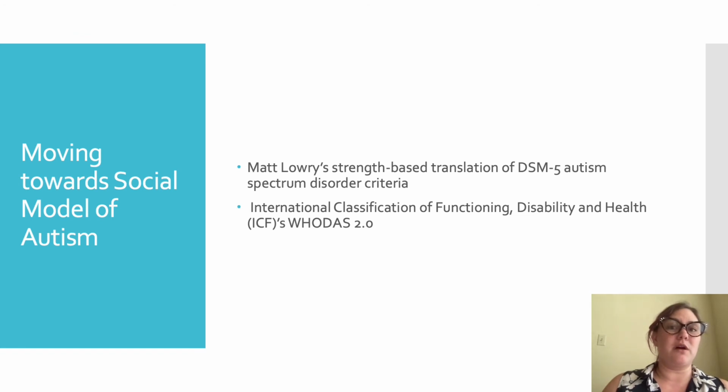So the double empathy problem refers to the fact that the neurotypical people also are having a hard time empathizing with the autistic people. It's not just that the autistic people can't understand the perspective of the neurotypical people. And that's more of a social issue. That's more of a civil rights issue. And so there are really two things I'm going to talk about that are moving more towards a social model of autism.